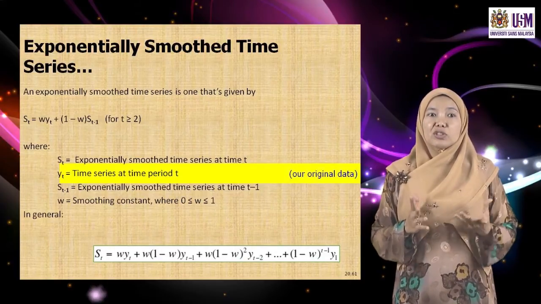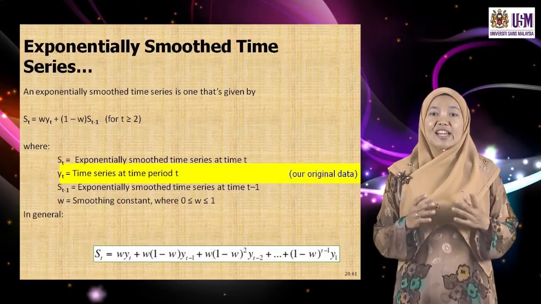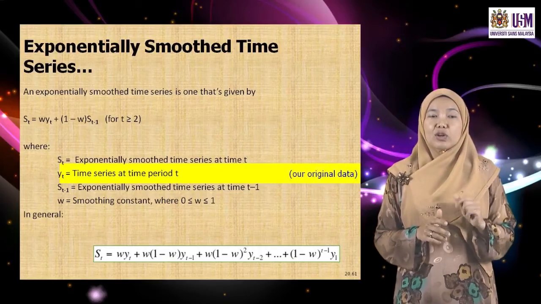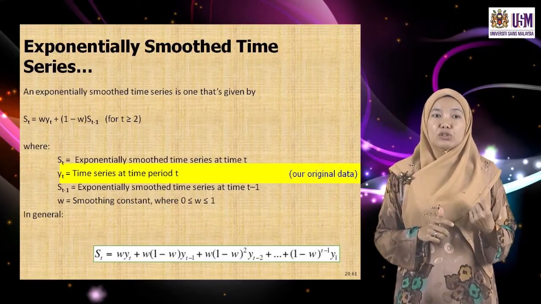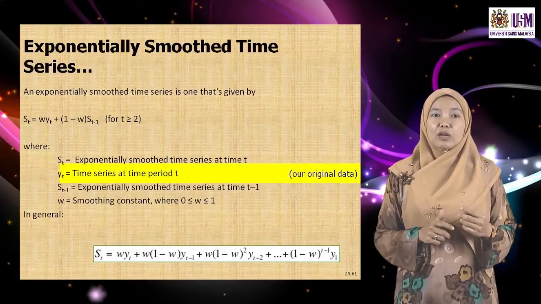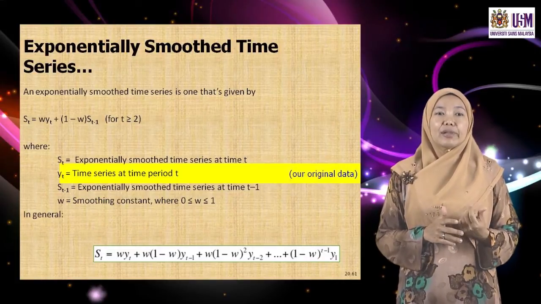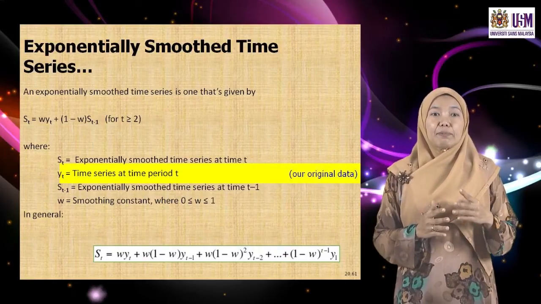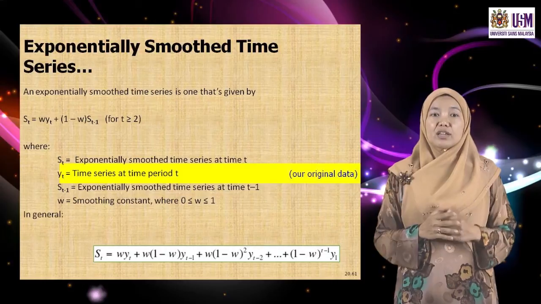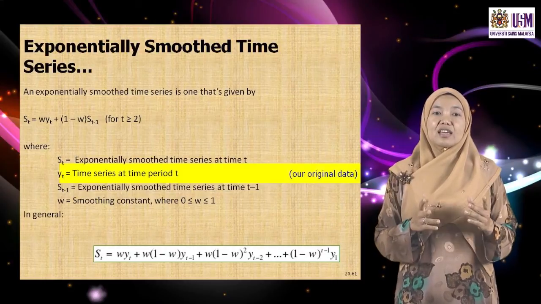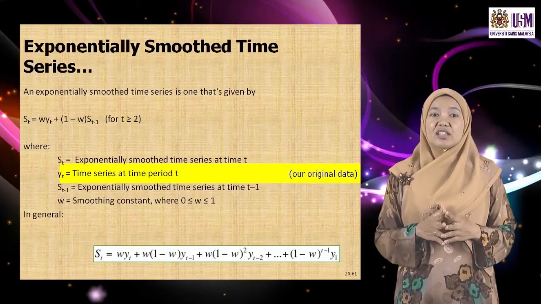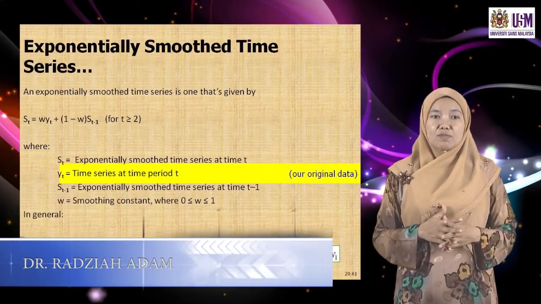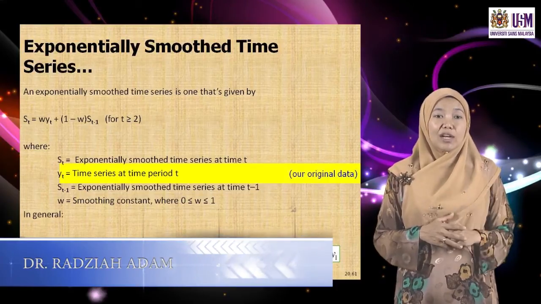An exponentially smoothed time series is one that is given by the equation stated on screen. So you have S_t equals W multiplied by y_t, plus (1 minus W) multiplied by S_(t-1), for the case of t greater than or equal to 2. What's the meaning of the equation? Let's look at the items one by one.